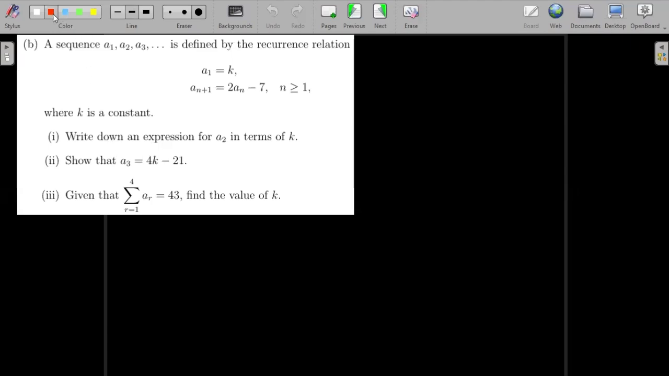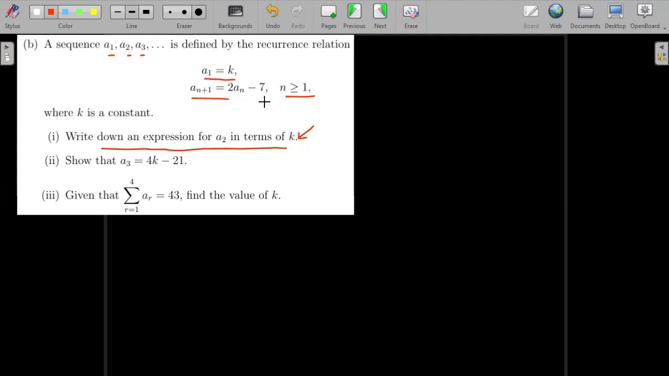Right, we continue with question 1B. So they're saying the sequence A1, A2, A3 is defined by the recurrence relation such that A1 is equal to K, and then A(n+1) is equal to 2An minus 7 for all values of n greater than or equal to 1. Okay, so the first question is to write down an expression for A2 in terms of K.